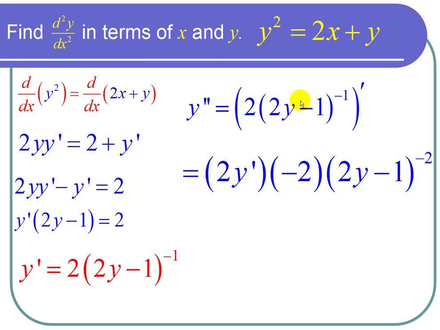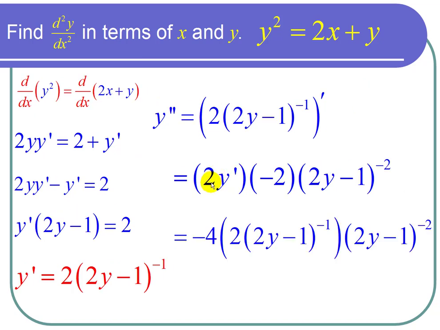So now let's simplify a bit. We can say that 2 times negative 2 is negative 4. And we can also say y prime is 2 times 2y minus 1 to the negative first power. So I substituted in for y prime right here. And I can simplify some more. 4 times 2 is 8, and we have a 2y minus 1 to the negative first and a 2y minus 1 to the negative second. That's 2y minus 1 to the negative third power.